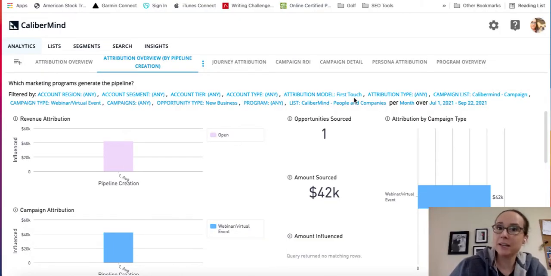I'm head of marketing at Caliber Mind, and we're going to talk about which attribution model to use when, or why you should have multiple attribution models. The best example I can think of is back when I was in marketing operations, I would have field marketers call me up just panicked because they had an MQL goal and an event they held.